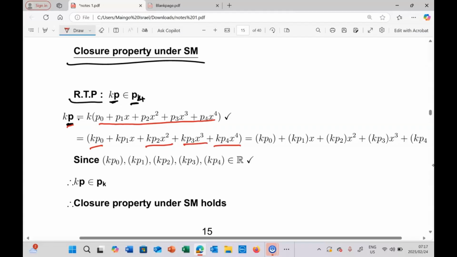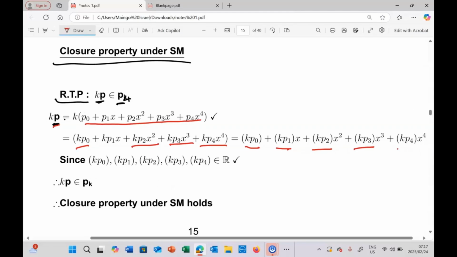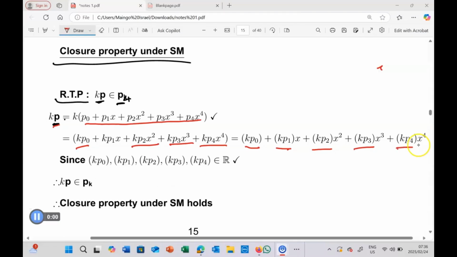So we can group the like terms. We can take out the variable outside of the bracket like this. We've got KP naught, then KP1 with x outside, then KP2 with x squared outside, KP3 with x cubed outside, and KP4 with x to the power 4.